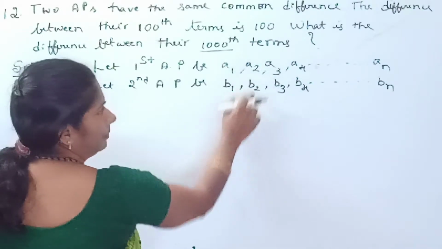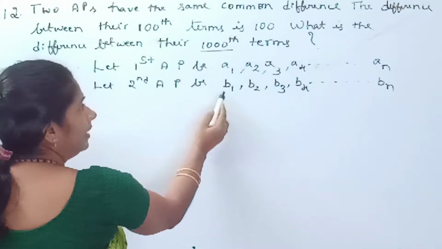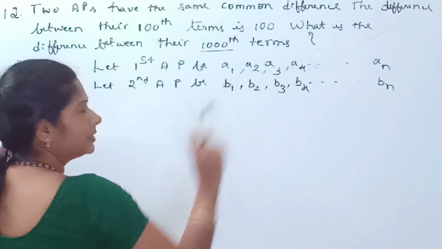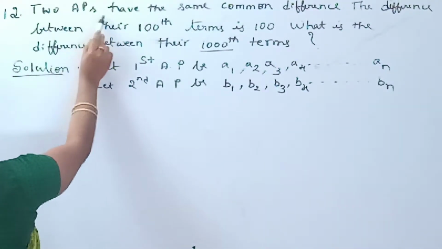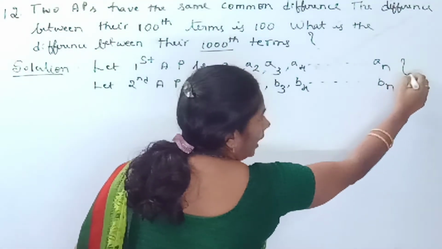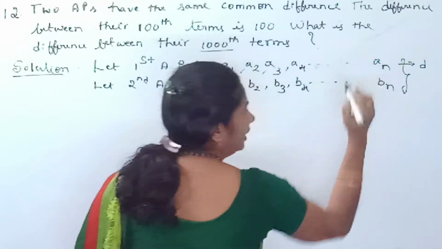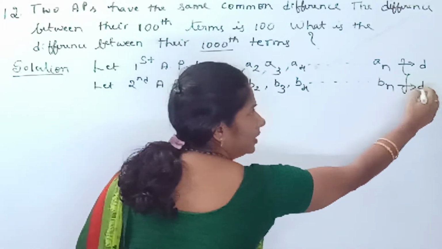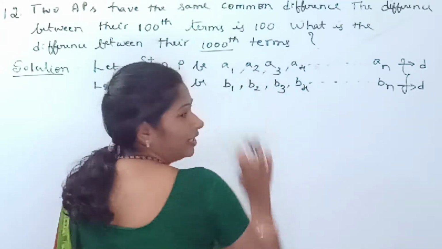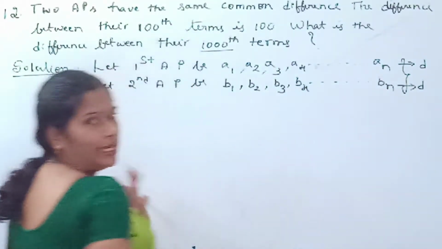So these are the two APs, A1, A2, A3, A4 and so on. Last term is AN. Second AP, B1, B2, B3, B4 and so on. Last term is BN. So what is the question, children? Two APs have the same common difference. The common difference of first AP is D. The common difference of second AP is also D. Common difference is constant. Common difference is same for both the APs. It's clear?